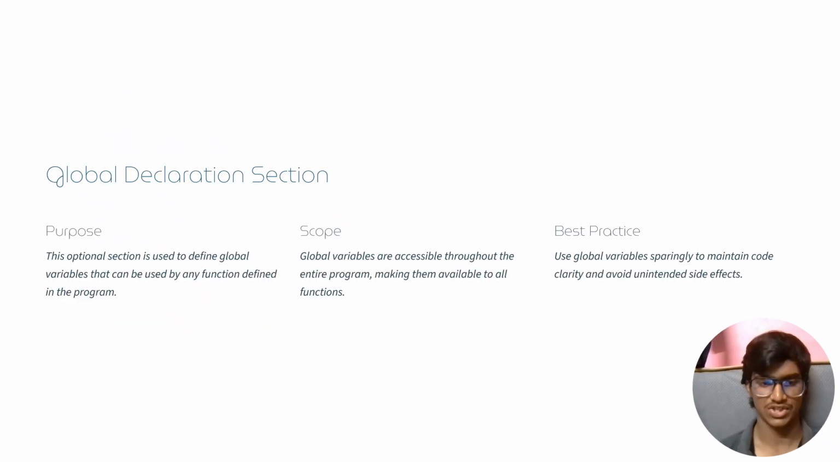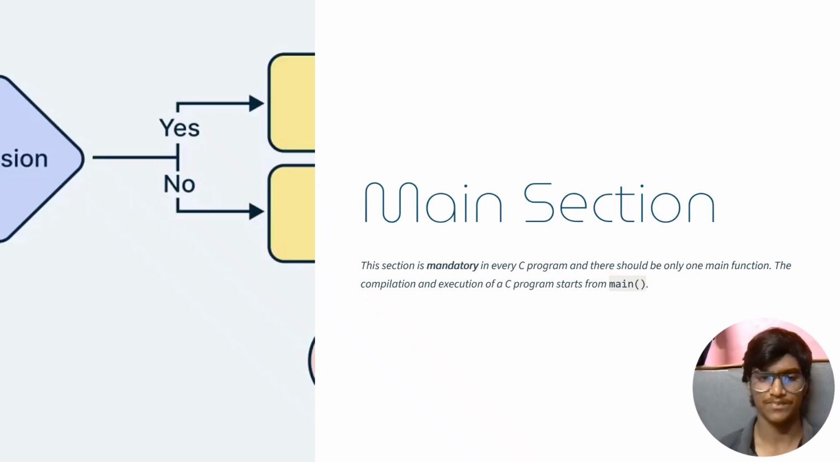Global declaration section. Purpose: this optional section is used to define global variables that can be used by any function defined in the program. Scope: global variables are accessible throughout the entire program, making them available to all functions. Best practice: use global variables sparingly to maintain code clarity and avoid unintended side effects.